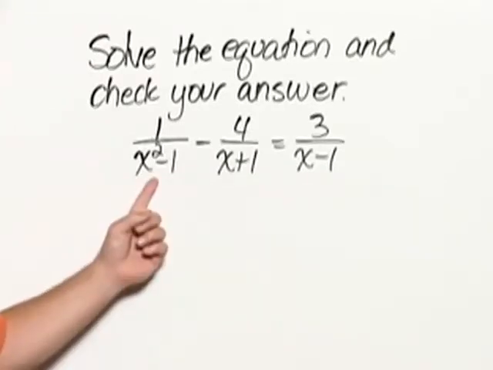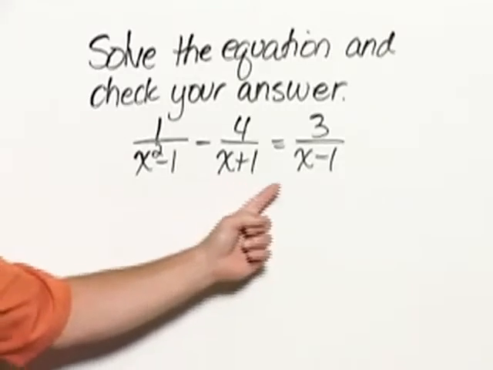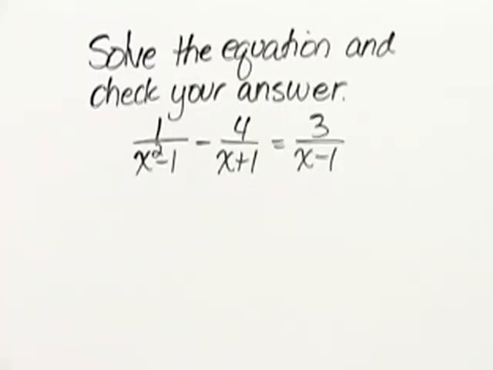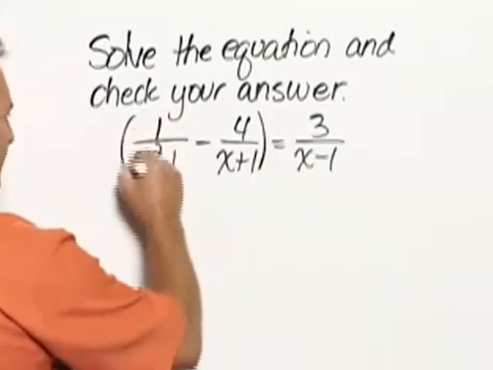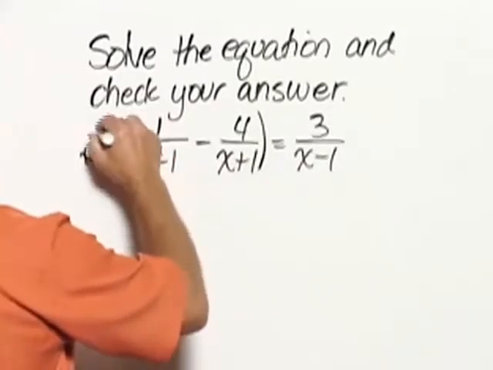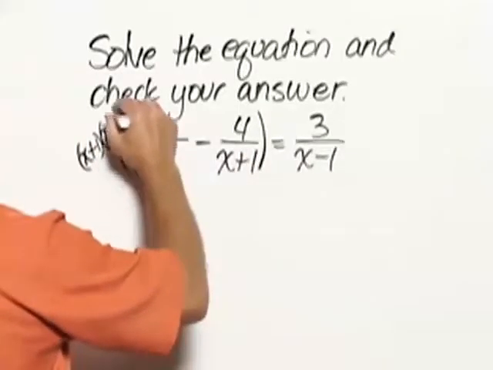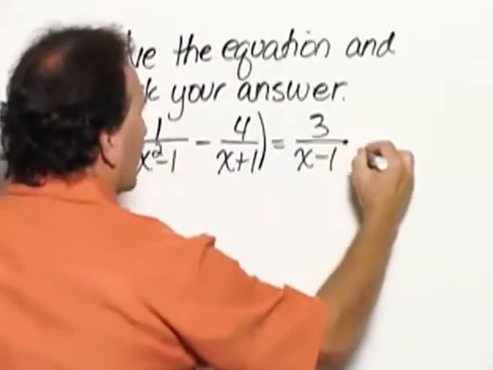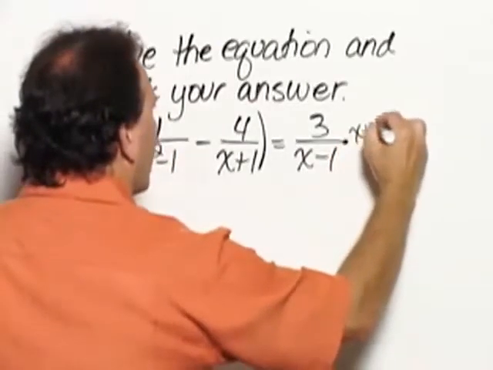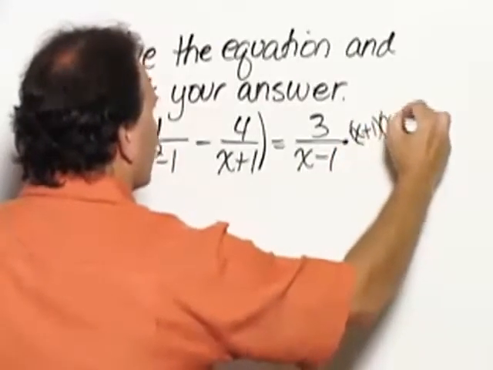X squared minus 1 factors as x plus 1 times x minus 1, and therefore the LCD is x plus 1 times x minus 1. So we're going to multiply both sides by x plus 1 times x minus 1. And over here, times x plus 1 times x minus 1.